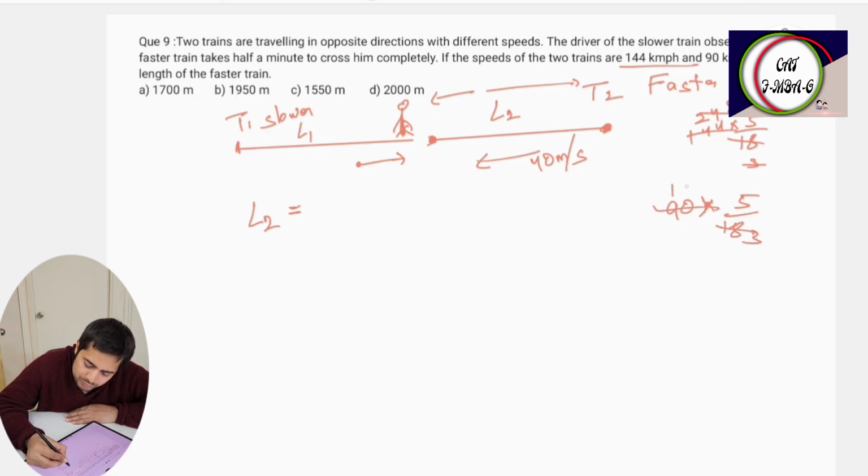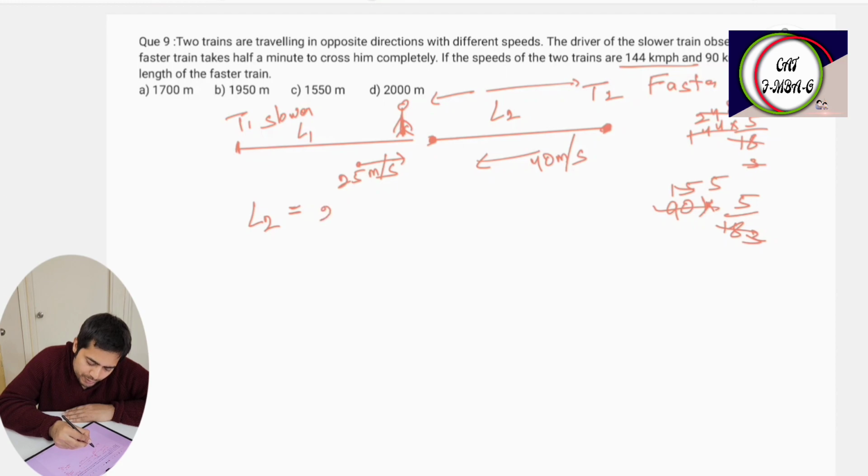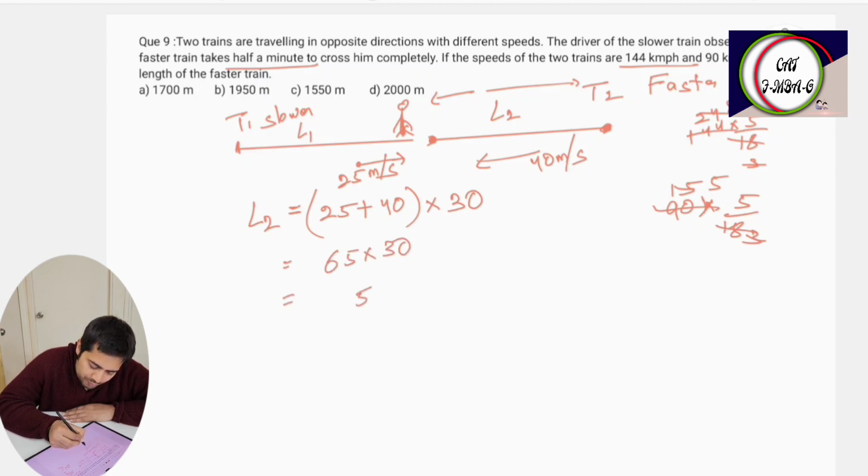6 3 18, 6 1 6 6 5 30, 3 5 5 25. This is 25 meter per second. Since they are moving in the opposite direction, speeds will add up. Distance is equal to speed into time. How much time? Half a minute. So half minute means 30 seconds. L2 is equal to 65 into 30, which is 1950 meters.